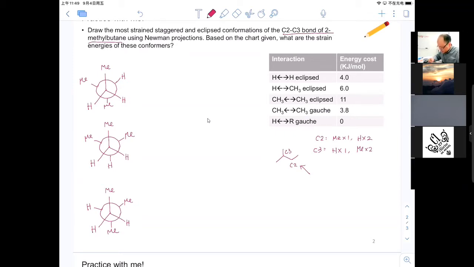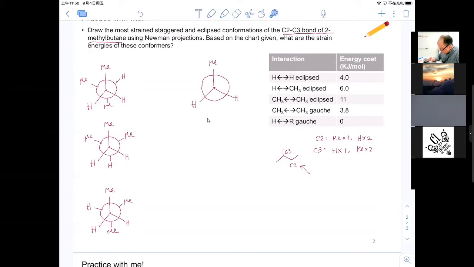But now let's draw the eclipsed conformation. So again, you draw a circle. That's the back carbon. I'm drawing that ugly because the iPad Apple Pencil is really hard to use. So my actual drawing is much better, just for your information. Again, the front carbon has 1 methyl, 2 hydrogens. And now we have eclipsed.